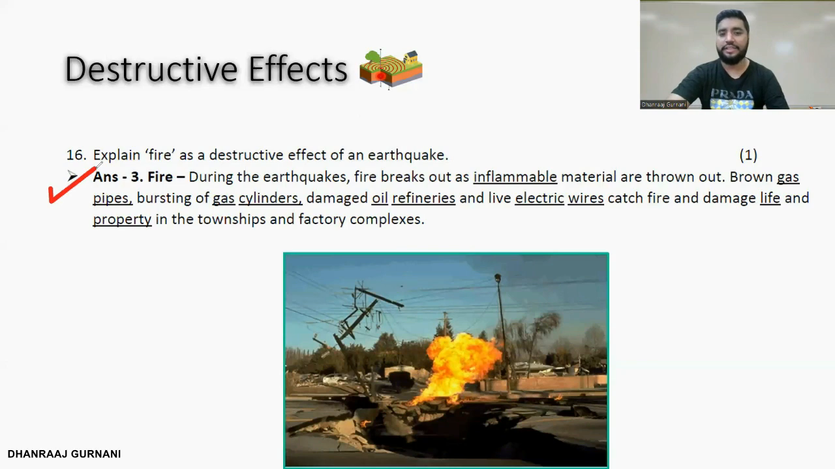Third one, fire as a destructive effect of an earthquake. During earthquakes, fire breaks out as inflammable material is thrown out. Gas pipes, bursting of gas cylinders, damaged oil refineries, and live electric wires catch fire, and they damage life and property in townships and factory complexes.